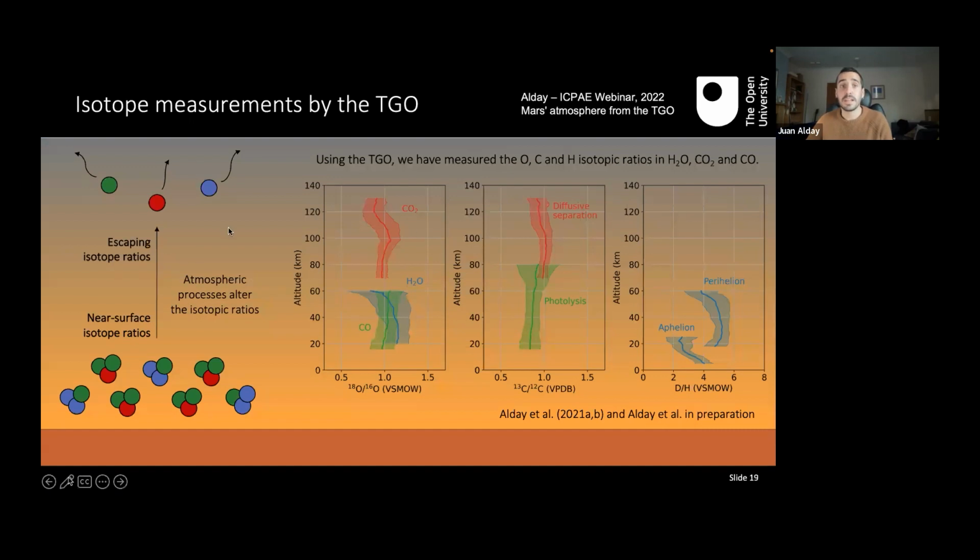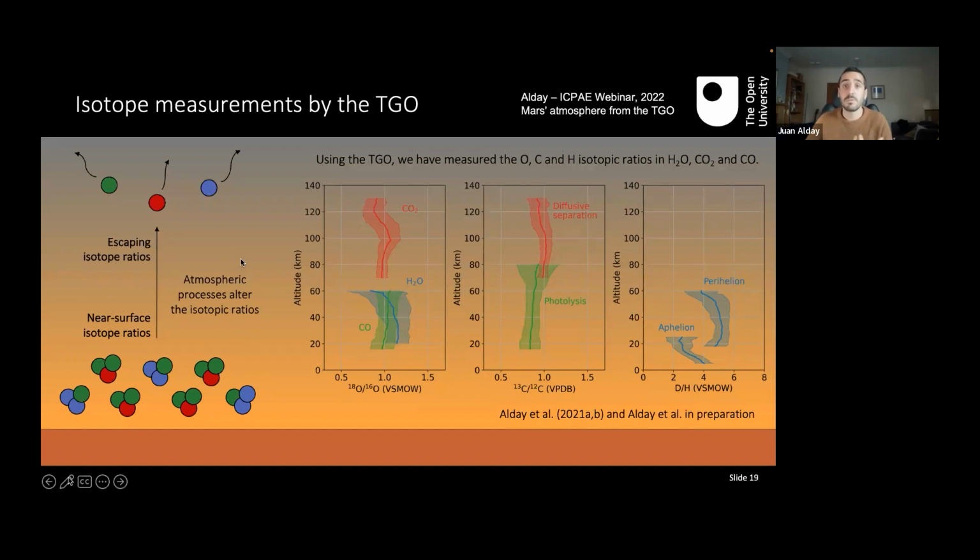As I was saying in the introduction, in order to estimate the amount of atmosphere that has been lost to space throughout history, we need to estimate the escape fractionation factor. And the escape fractionation factor can be modified or influenced by some different atmospheric processes.